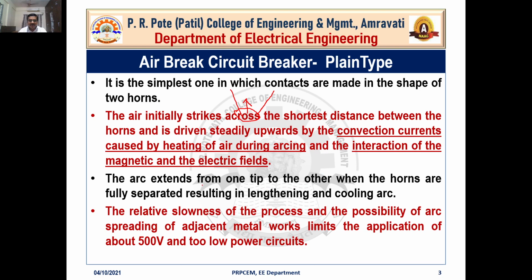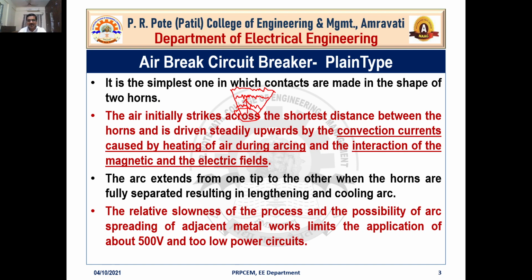So this arc gets extended from one tip to another, and when these horns are fully separated, this is the arc we have. When it is moving in the upward direction, the arc will get elongated, or lengthened. Here you will observe the arc get somewhat lengthened. If it is just traveling with the help of current convection or the magnetic field, then the length of the arc goes on increasing, and this is actually the principle of the high resistance method.